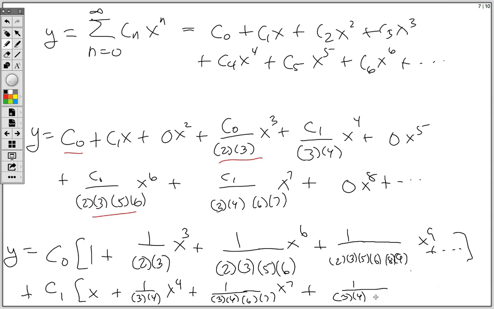3 times 4 times 6 times 7 times 9 times 10, x to the 10th, etc. So we can kind of see the pattern there. These exponents are all multiples of 3.